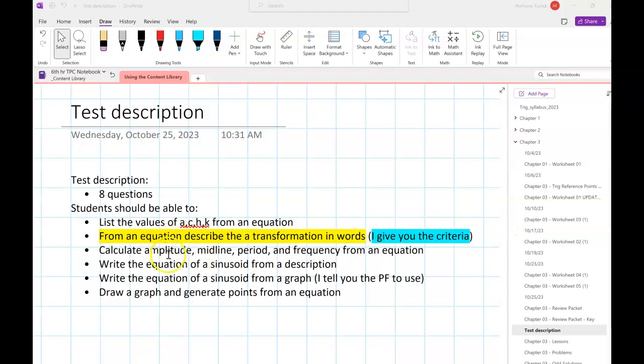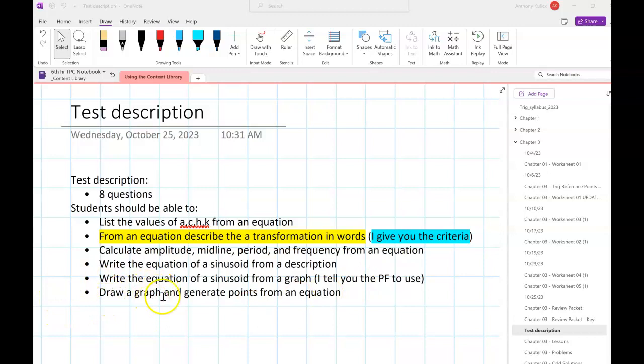You should be able to calculate the amplitude, midline, period, and frequency from an equation. Should be able to write the equation of a sinusoid from a description, or write the equation of a sinusoid from a graph. Again, I'll tell you the parent function to use.